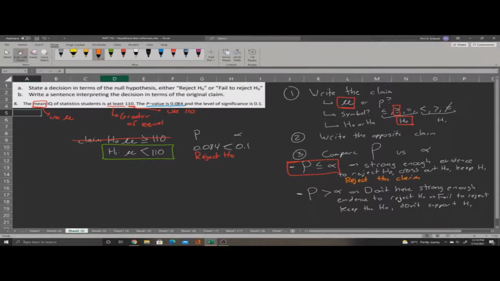If big P had been greater than alpha, that means we would not have had strong enough evidence to cross out the null hypothesis, and we would have had to keep it. If big P is greater than alpha, we could not have crossed out the claim. In other words, we can say that we have insufficient evidence to reject the claim. However, since our big P in this problem was less than alpha, we do have strong enough evidence to reject the claim.